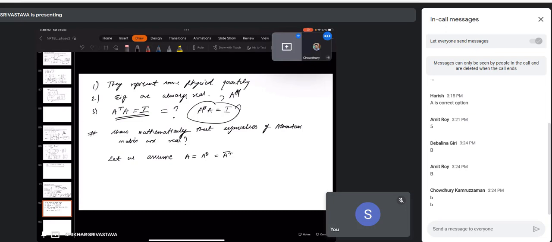So let us assume this. Now we'll write the eigenvalue equation. This matrix is acting on some vector x and it's giving lambda times x. So this is the eigenvalue equation. Now you just take the Hermitian on both sides.